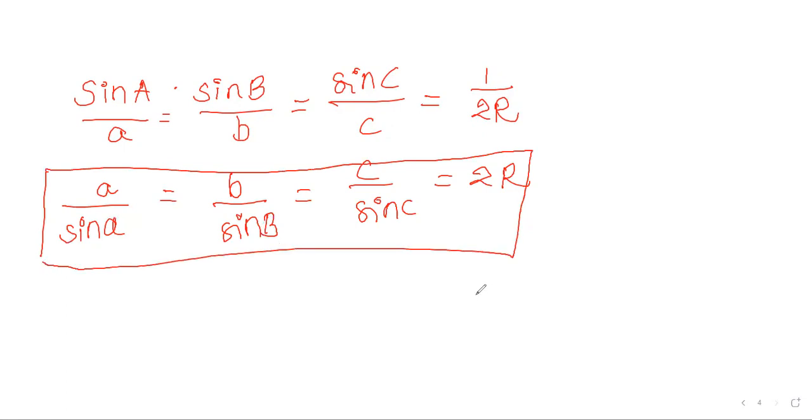Okay. Now what is the sine rule? This is your sine rule: a by sin A is equal to b by sin B is equal to c by sin C, which is equal to 2R. So these are all equal to 2R. Therefore I can say there is one more application.